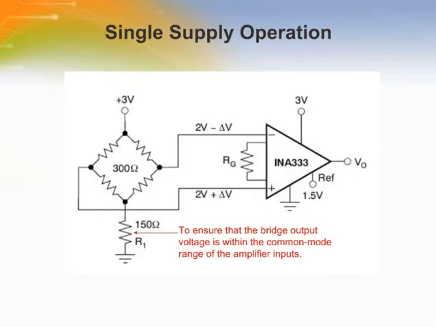The INA333 can be used on single power supplies of +1.8 volts to +5.5 volts. The figure illustrates a basic single supply circuit. The output REF terminal is connected to mid-supply. Zero differential input voltage demands an output voltage of mid-supply. Actual output voltage swing is limited to approximately 50 millivolts above ground.